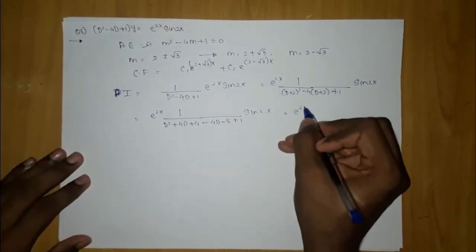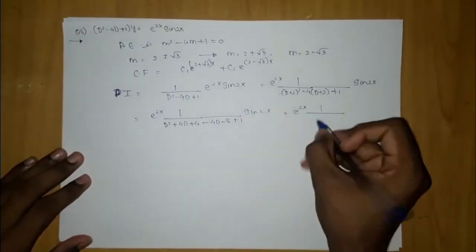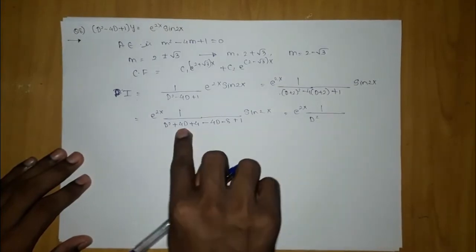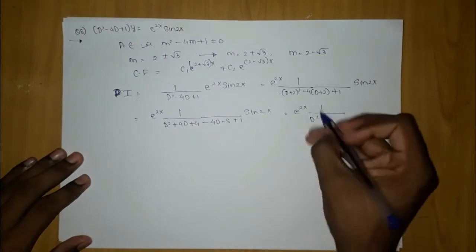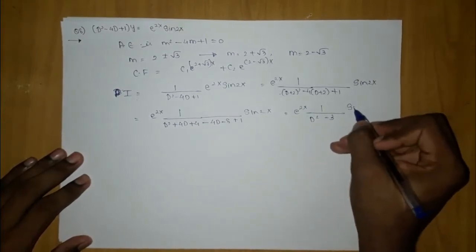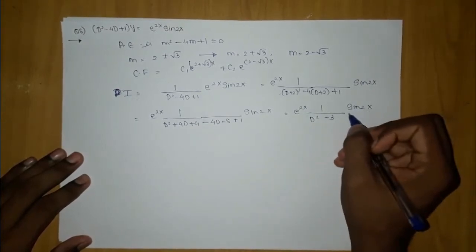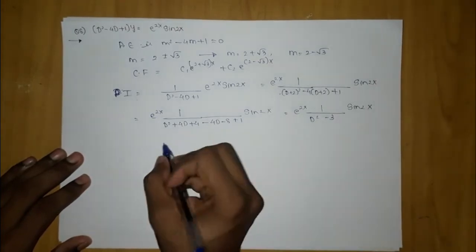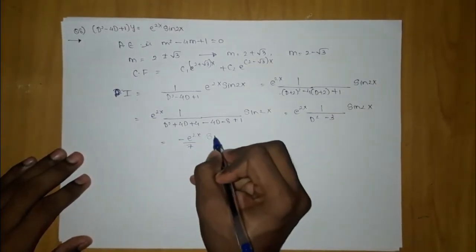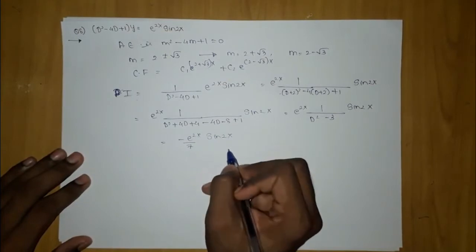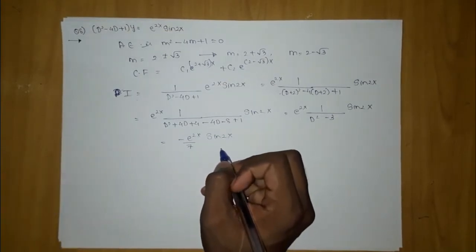So we get e to the power 2x times 1 by D square plus 4 minus 8 plus 1, so this is plus 5 minus 8, minus 3, into sine 2x. Now replace D square by minus a square, so minus 4, and you will get minus e to the power 2x by 7 into sine 2x. So this is our final particular integral.